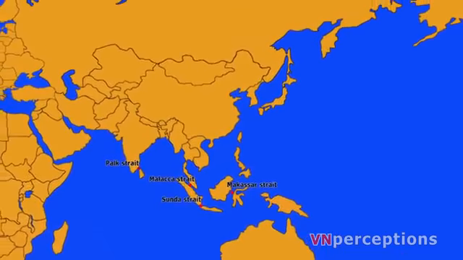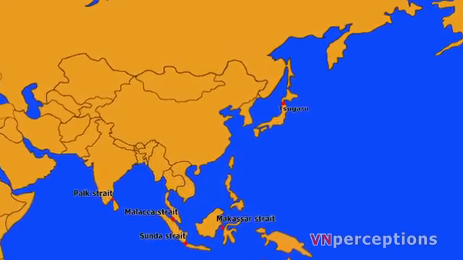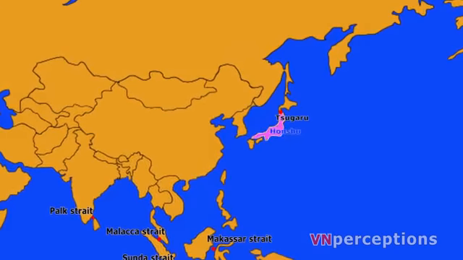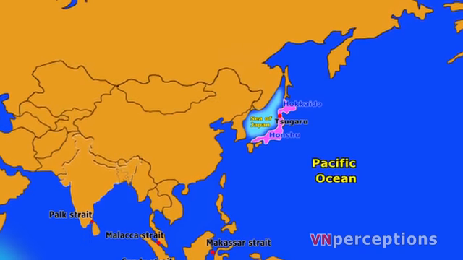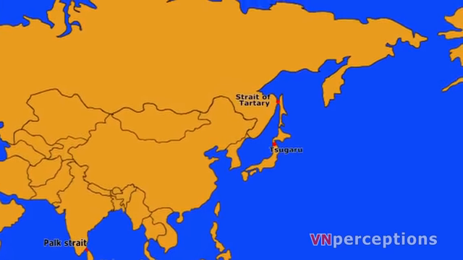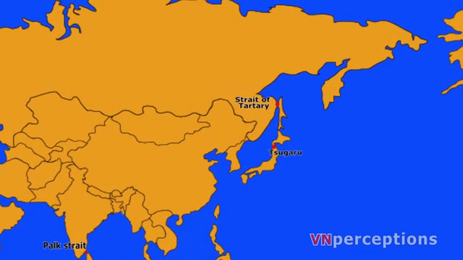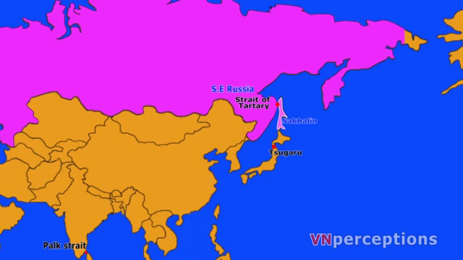Next one, the Tsugaru Strait. It is a strait that lies between Honshu and Hokkaido in northern Japan, connecting the Sea of Japan with the Pacific Ocean. Next one, the Strait of Tartary or the Gulf of Tartary. It is a strait in the Pacific Ocean dividing the Russian island of Sakhalin from mainland Asia, that is southeast Russia, connecting the Sea of Okhotsk on the north with the Sea of Japan on the south.